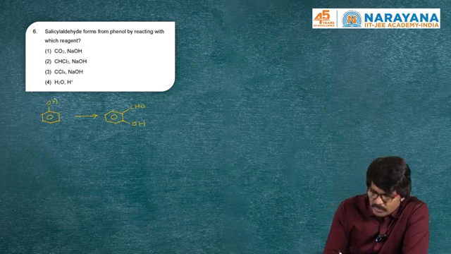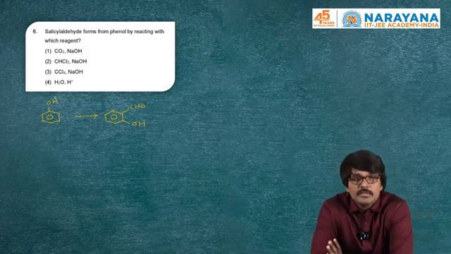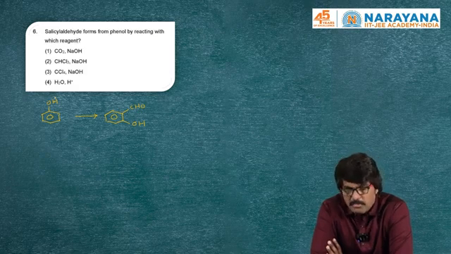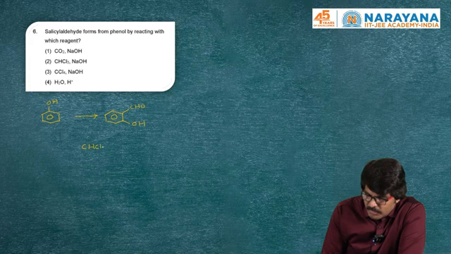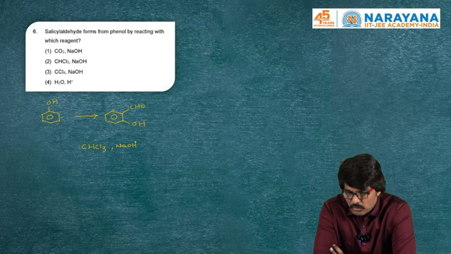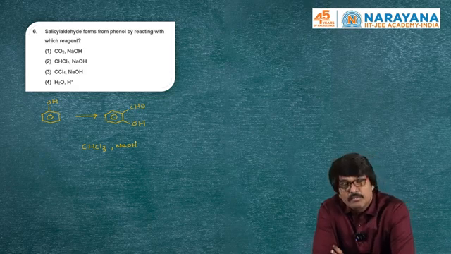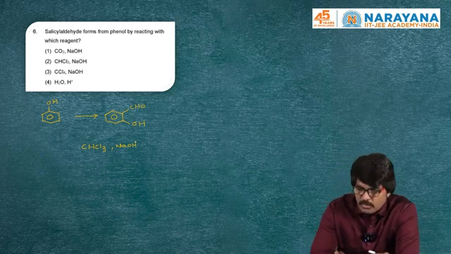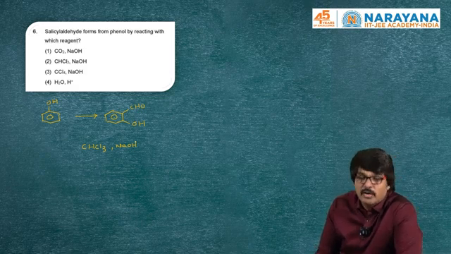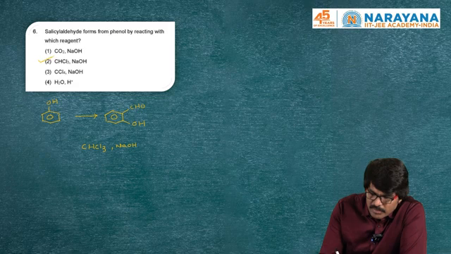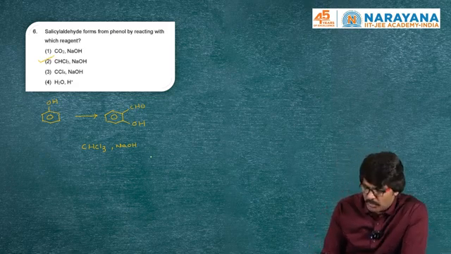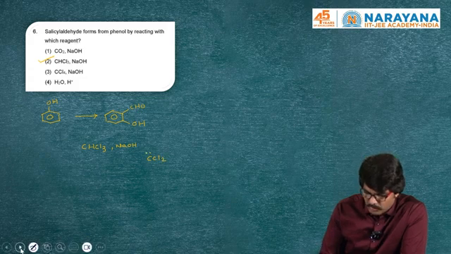undergoes electrophilic substitution reactions, but here we need to install a formyl group. Installation of a formyl group is definitely possible in the Reimer-Tiemann reaction. So the suitable reagent for this is CHCl3 and NaOH. If you use carbon dioxide, you will be getting ortho-hydroxybenzoic acid, that is salicylic acid. Even if you use CCl4, you will be getting carboxylic acid only. So it is basically an electrophilic substitution reaction, and the suitable reagent for this transformation is chloroform and NaOH. If you can recollect, the electrophile in this is dichlorocarbene.